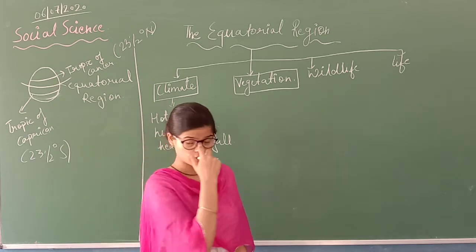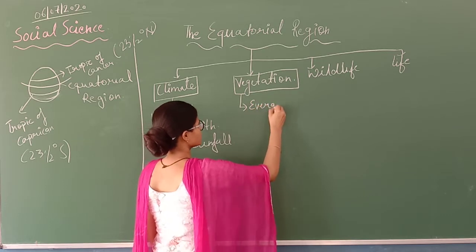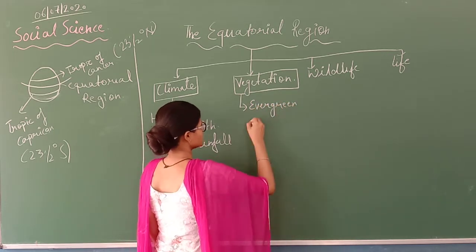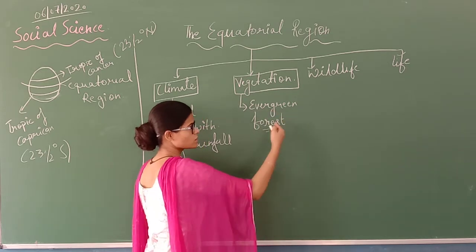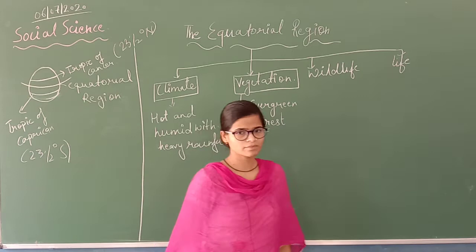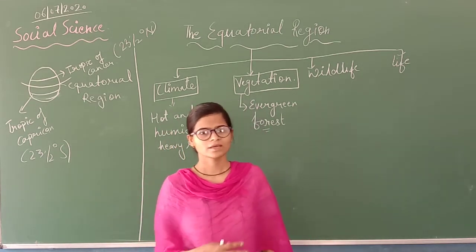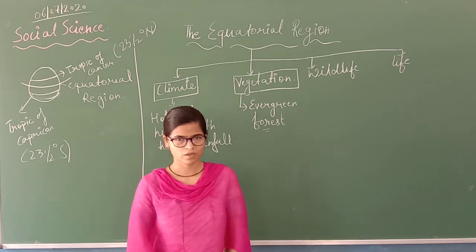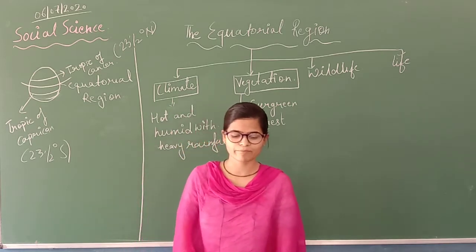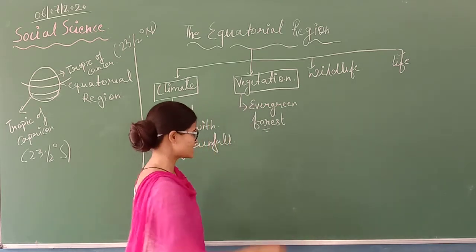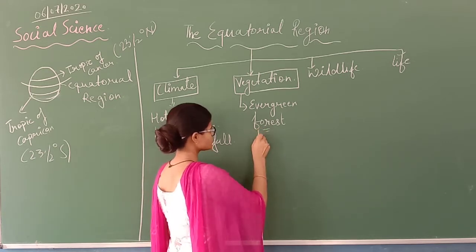Here we find evergreen forest. Its name already means evergreen, har saal, every year there is greenery over there. In this forest we have different subparts also. It is divided into 4 equal parts.